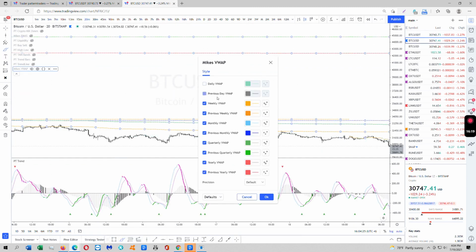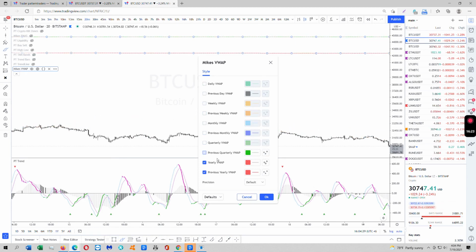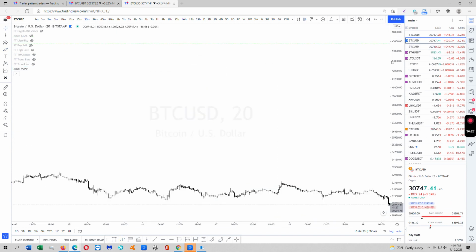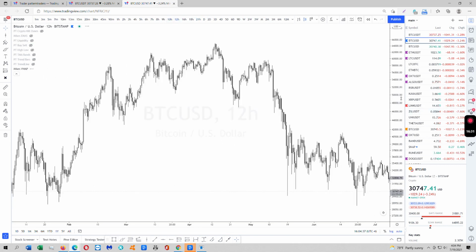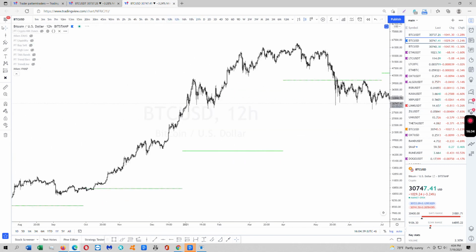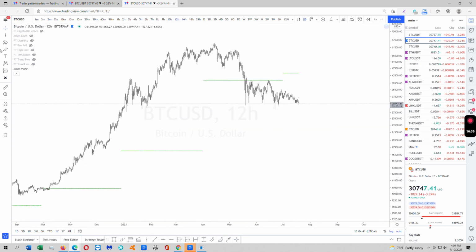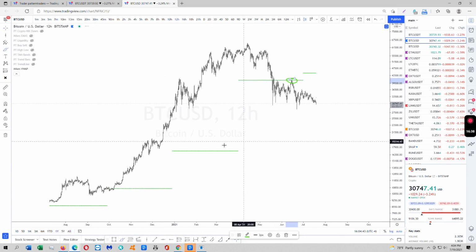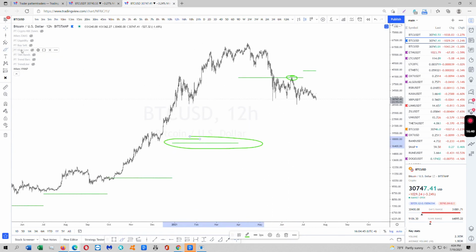open up your quarterly VWAP only. Let me show you what happened last time. This is what worries me, right? Okay, go to 12 hour. So if we're gonna repeat what happened last time, we got rejected off the quarterly VWAP, and this is our next target.